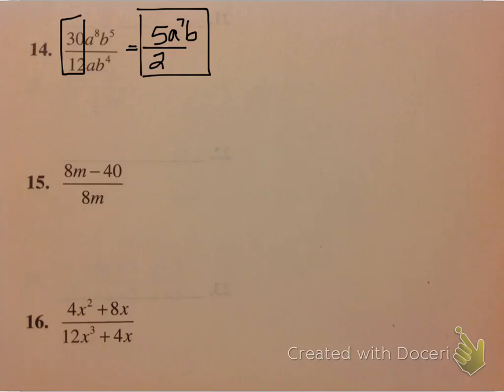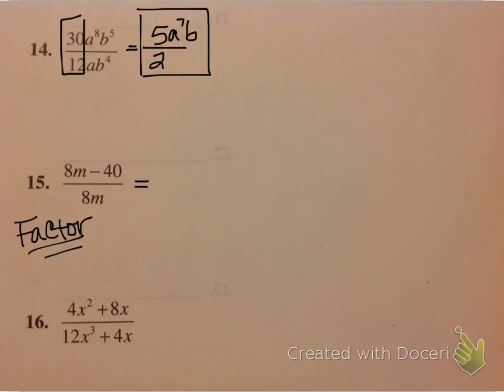8m minus 40, divided by 8m. The first thing you want to do is factor. So I need to factor my numerator, because remember, you can only simplify or reduce factors. A lot of people are tempted to see 8m and 8m and think, oh, those cancel. No, they don't, because the 8m in the numerator is being subtracted by 40, so that's not a factor. So we cannot do that. What we can do is only simplify or cancel factors. So let's factor our numerator.